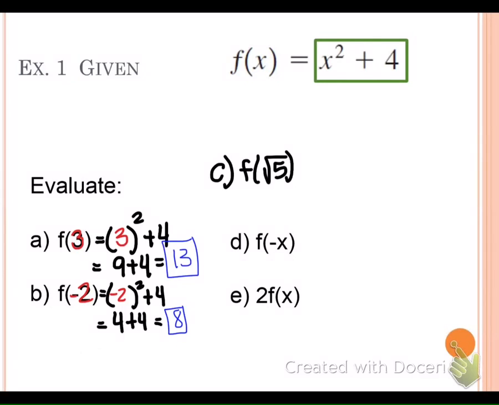Our input value for this next case is going to be the square root of 5. So again, just plugging square root of 5 into our function generator. Square root of 5 squared plus 4. Squaring the square root just gives me what? 5. Simply enough. Output value, 5 plus 4 would just give us 9.